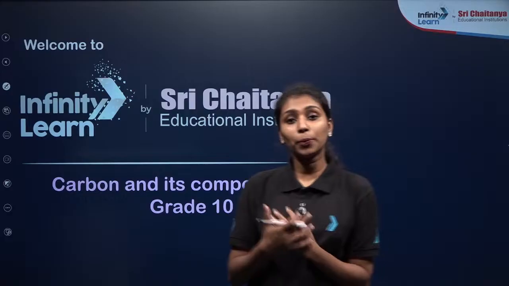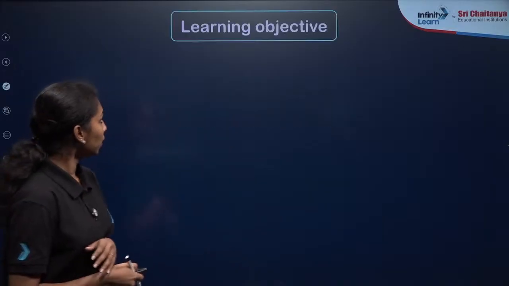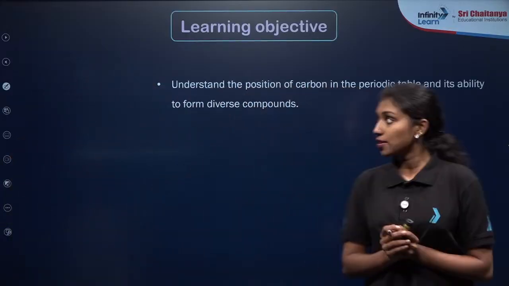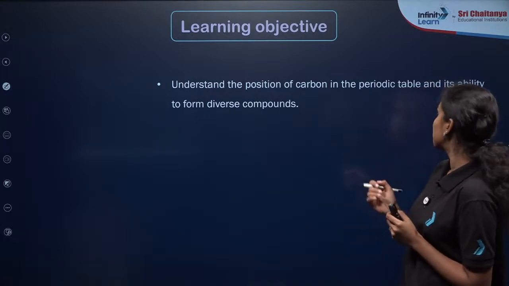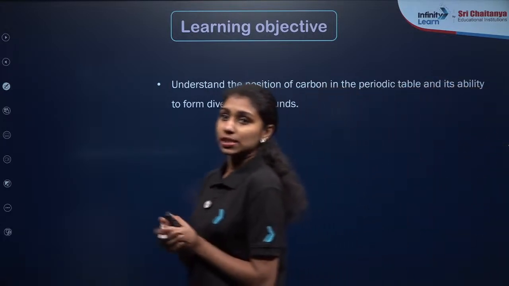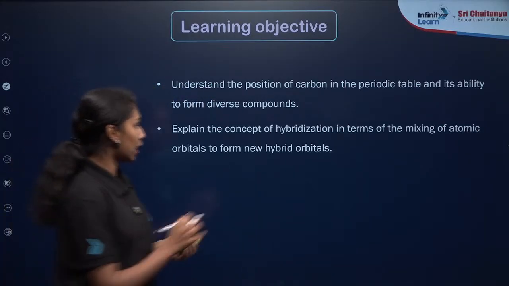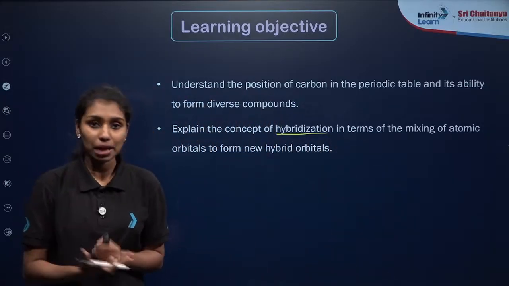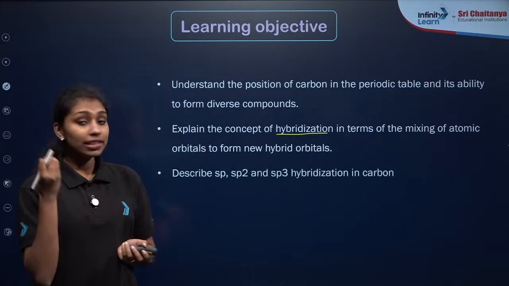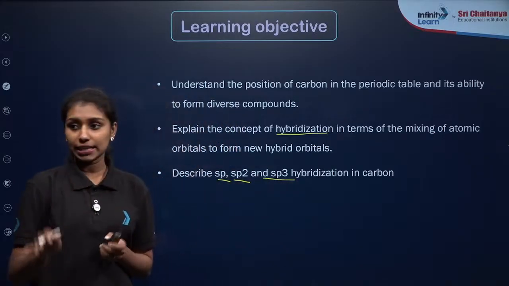We are going to discuss more important terms here, which we will discuss more in the higher classes. So this is our learning objective for this chapter. From the name itself, we can understand it's about carbon, right? Understanding the position of carbon in the periodic table and its ability to form diverse compounds will be one of our objectives. Then explain the concept of hybridization. I hope you are studying hybridization for the first time here. We will discuss the different types of hybridization, sp, sp2 and sp3 hybridization of carbon in detail.